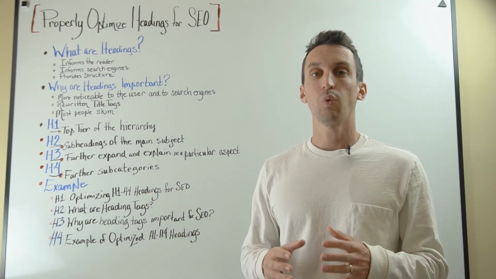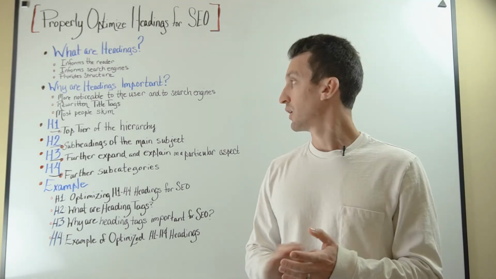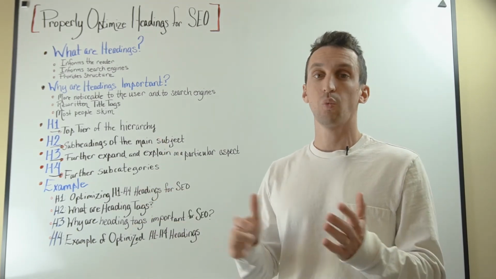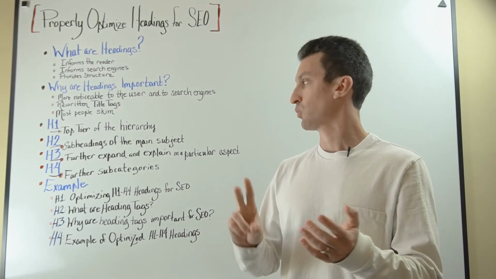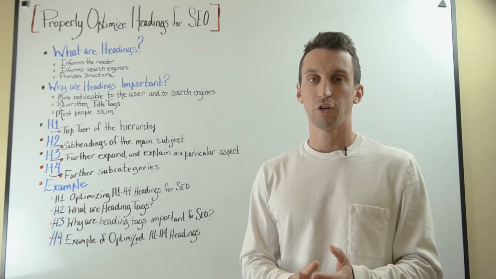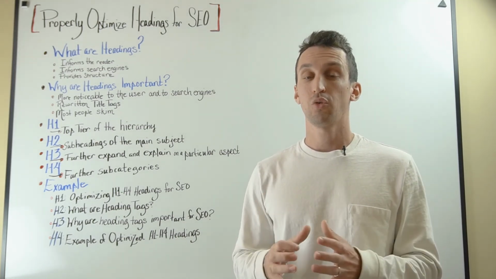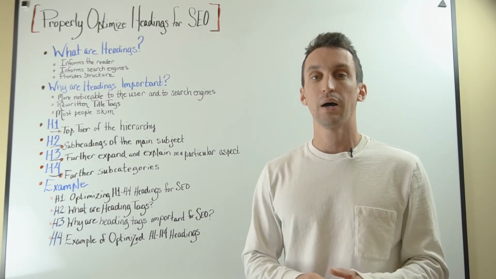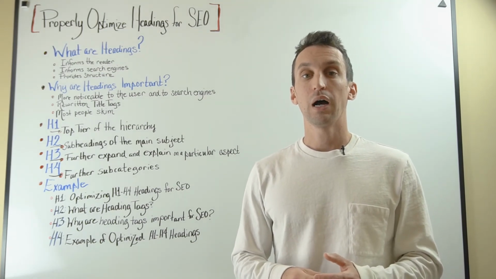So when you're creating your H1 through H4, you just want to take this into consideration. What's the top of the hierarchy? What's the subheadings? What further expands? And what are further subcategories? You want to make sure to incorporate keywords into your headings as well.